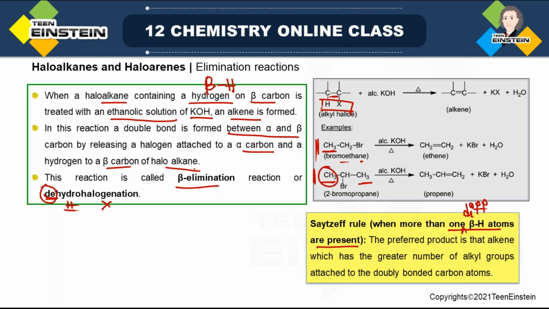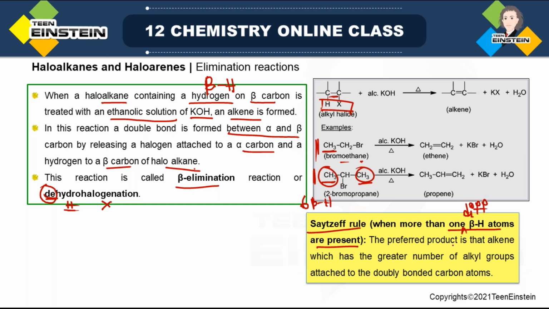Because here also you have a total of 6 beta hydrogens, right? So just saying more than 1 is not enough. When more than 1 different types of beta hydrogens are present, then there is a chance of 2 types of alkene product formation. And then you have to consider this rule. And what is the rule? The preferred product, that is, which alkene will be the major one, how will we understand? To predict the major product, you can take the help of the Saytzeff rule.